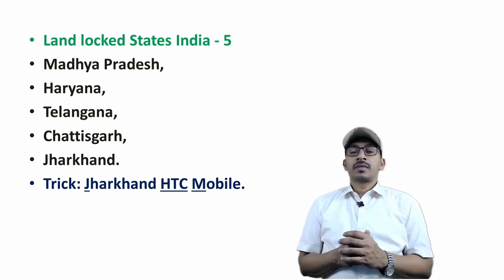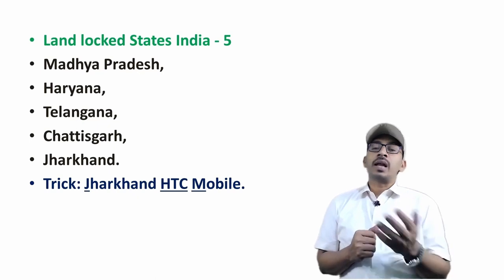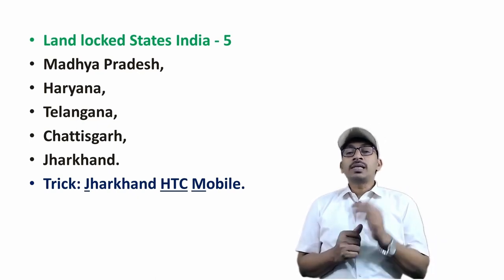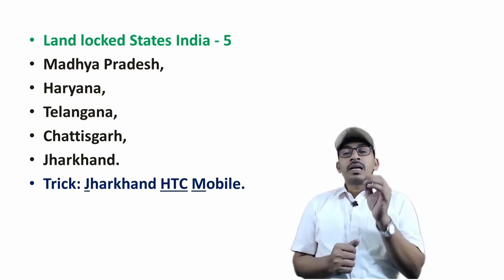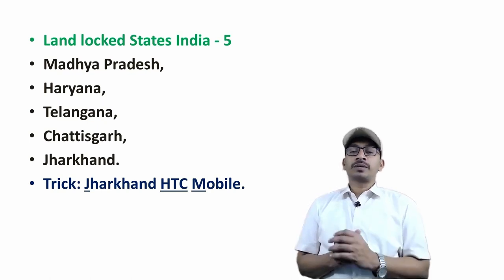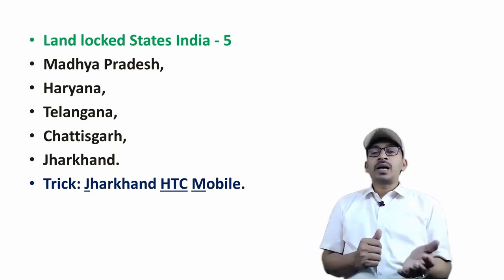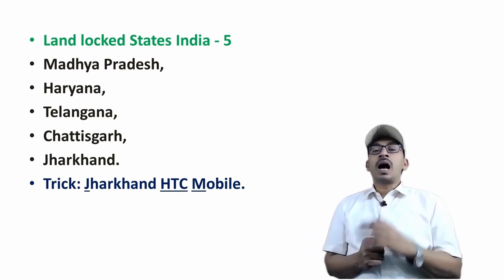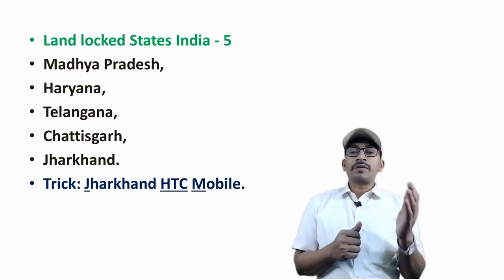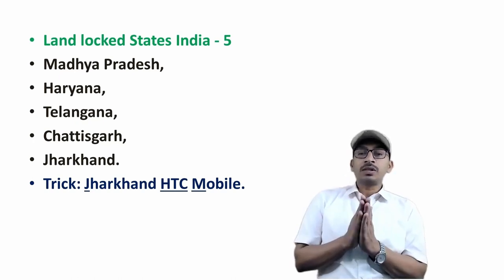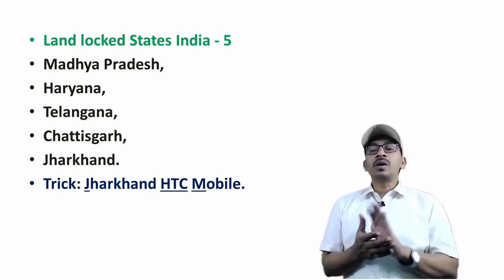Landlocked states are not located on an international land boundary, and not located on the coastline of India. We know that 16 states of India are located on an international land boundary. 9 states of India are located on the coast. 16 plus 9, 25 states are located either on the coast or an international land boundary. As we discussed, West Bengal and Gujarat are special because they are located on an international land boundary and also on the coast.